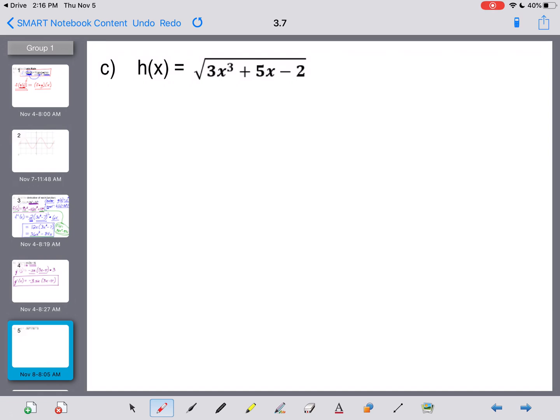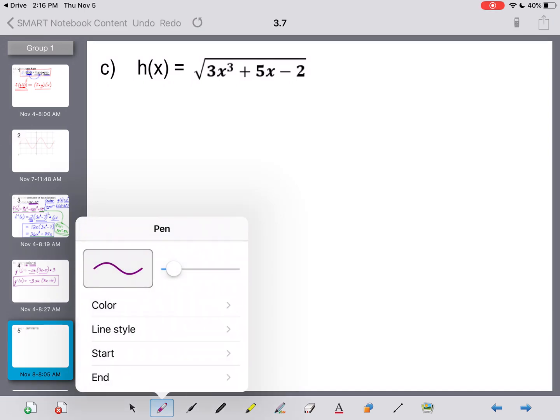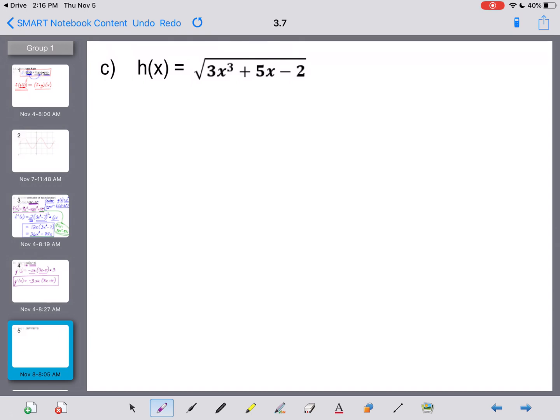How about one like this? Okay, h of x is given to us now as the square root of 3x cubed plus 5x minus 2. Well, probably the best thing to do here before we go any further, and guys, I've been doing calculus and derivatives since a long time, since about 1994, and I still, to this day, if I'm taking the derivative of a radical, I usually find it easier and a much better strategy to rewrite this with a fractional exponent, to make it 3x cubed plus 5x minus 2 and raise all of that to the 1/2 power.